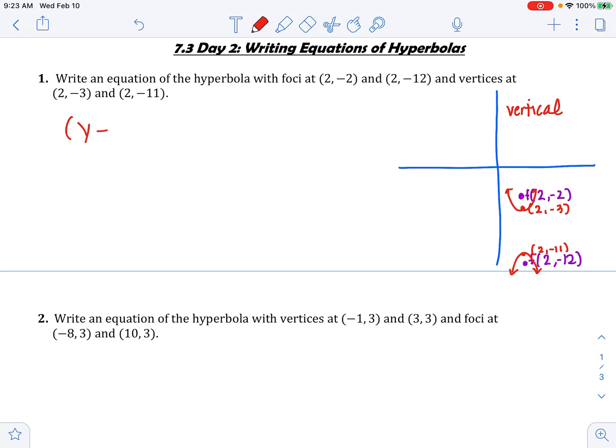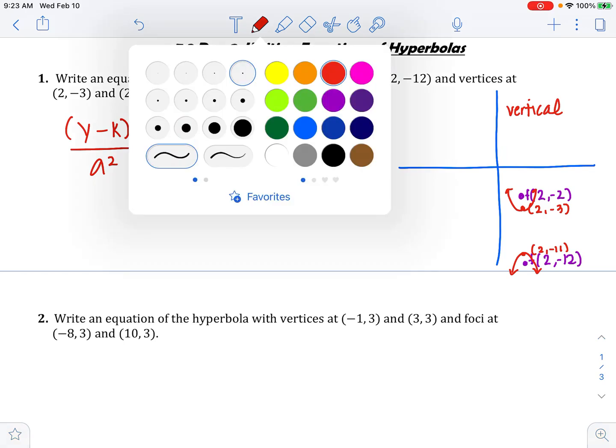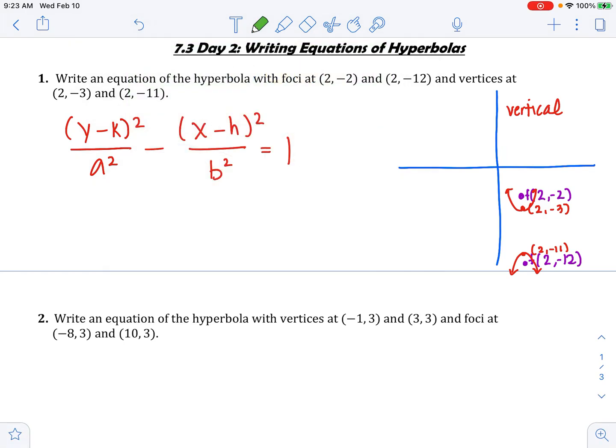And now I'm going to write down my skeleton. So for vertical, it goes y then x. So this is y minus k squared over a squared minus x minus h squared over b squared equals 1. You can write k and h right here if you want and then erase them as you go. Doesn't matter. Okay, so let's get our center first.